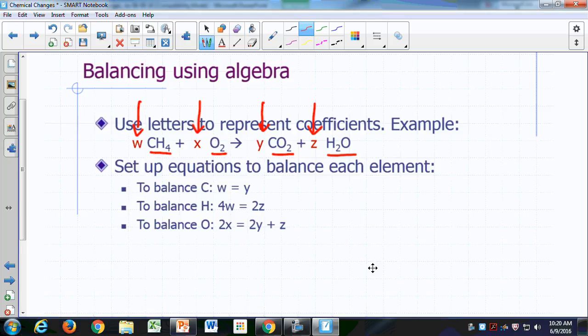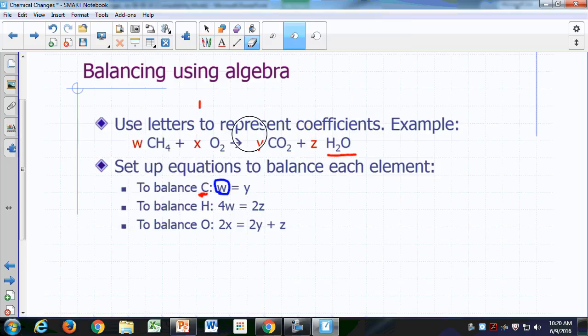Okay? Now, remember, if you're counting atoms, you multiply coefficient by subscript. So let's balance the carbon. The number of carbon atoms on the left is the coefficient of CH4, which has the carbon, times the subscript of carbon in CH4, which is 1. So the number of carbon atoms on the left is W. On the right side, the only place where carbon shows up is in carbon dioxide. Its coefficient is Y, and the subscript of carbon here is implied to be 1. So Y times 1 is the number of carbon atoms on the right side. So if you want carbon to be balanced, W must be equal to Y.